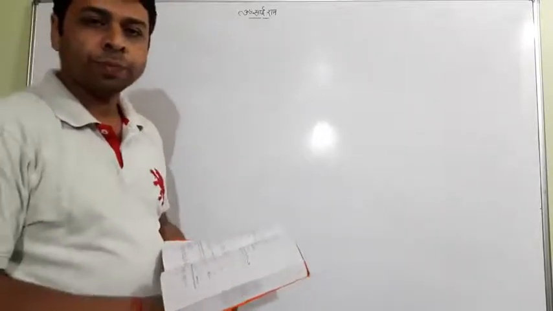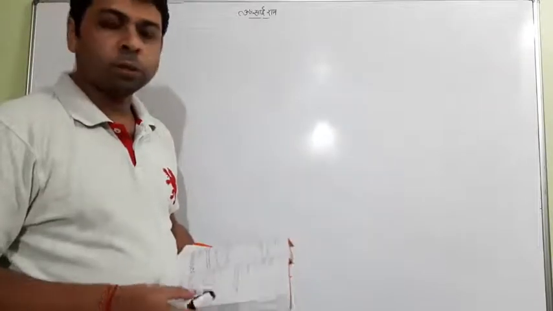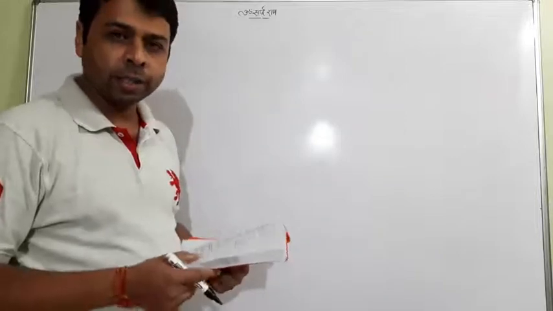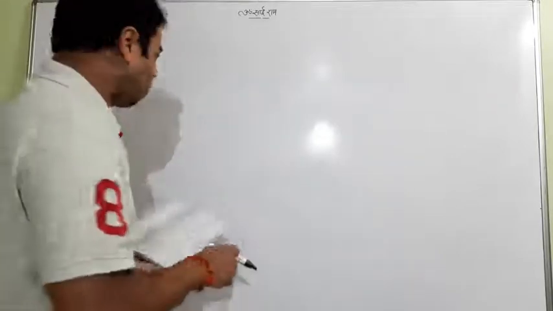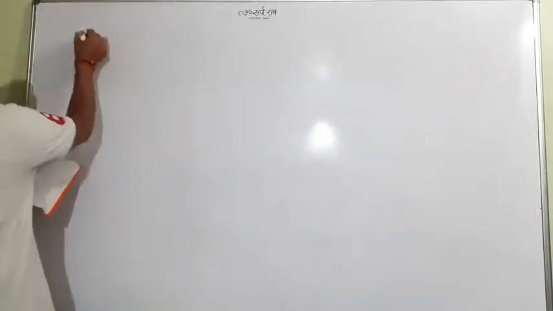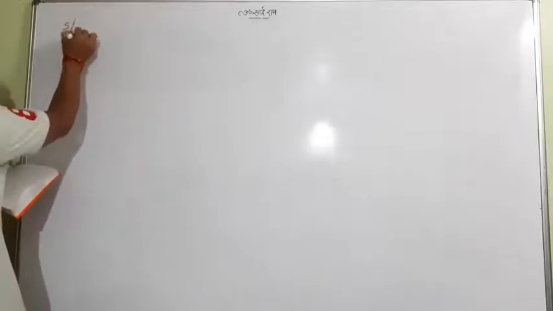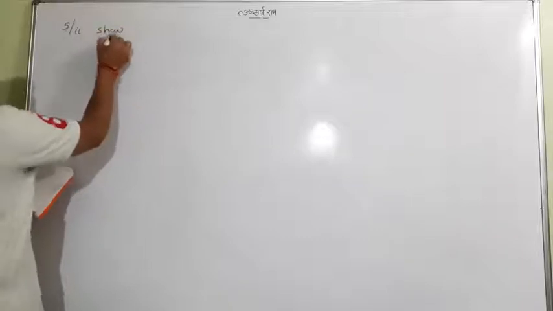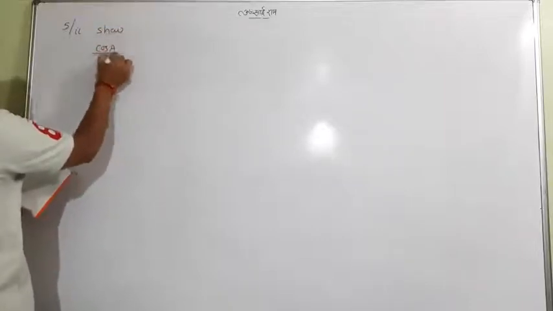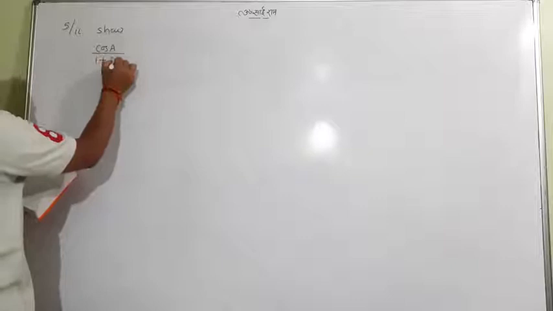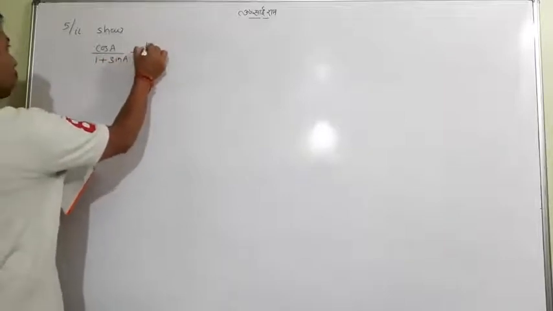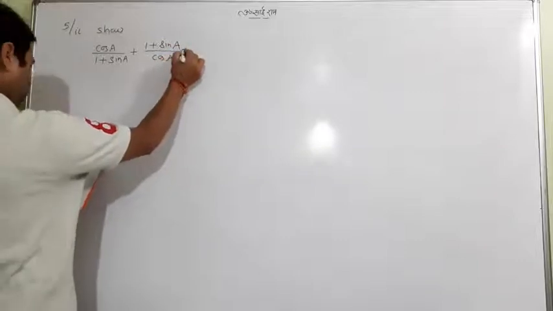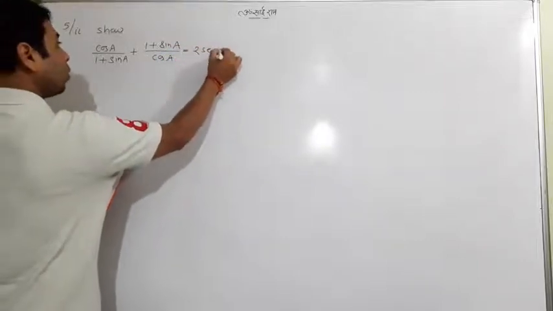Good morning, students. Today we will do some questions of exercise 8.4, which depends on the identities which we have already studied. We were doing question number five, and under the fifth we have a second question to discuss today. Show that cos A upon 1 plus sin A plus 1 plus sin A upon cos A equals 2 sec A.